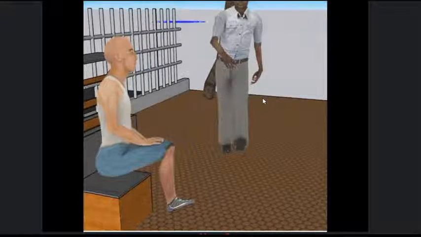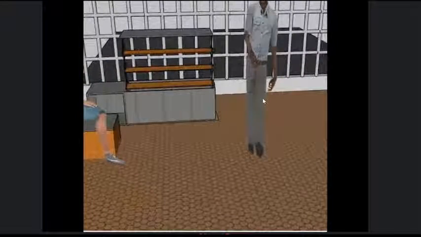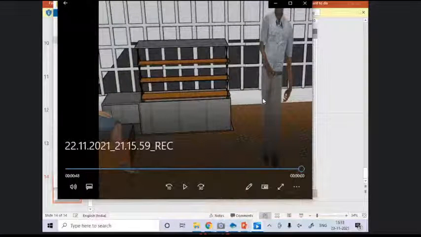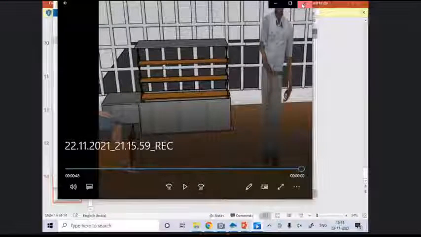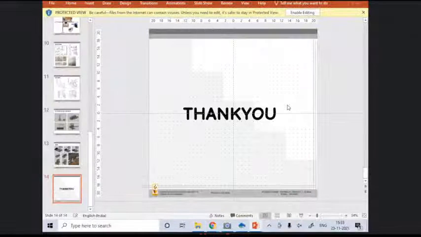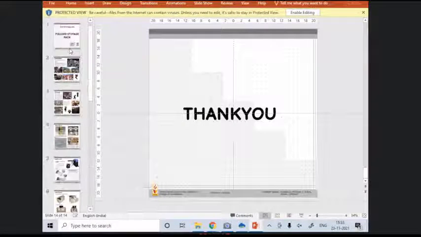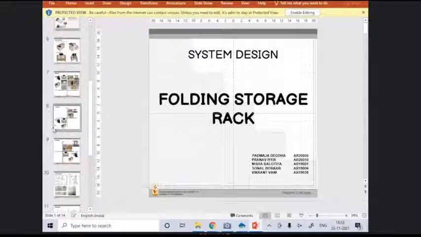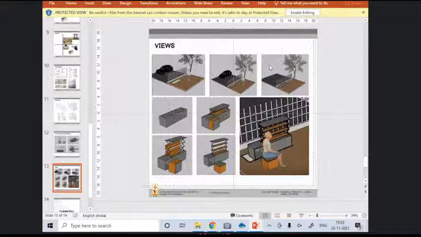So the whole thing will be assembled at the vendor and he can use it. And the material selected for this project was cement sheet and mild steel with auto. So we have to work on this further in the next module, the next year.